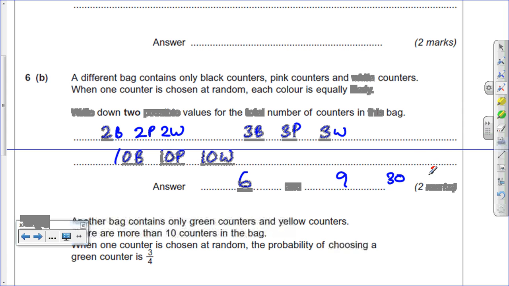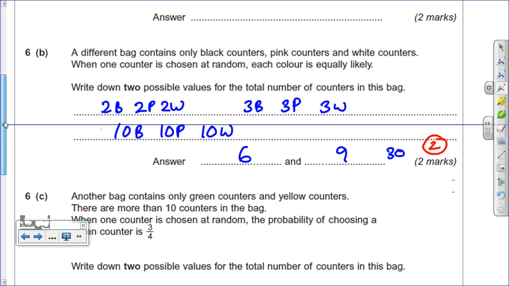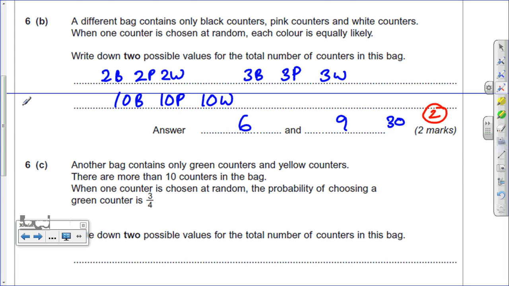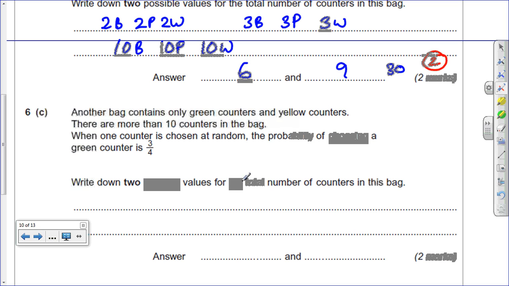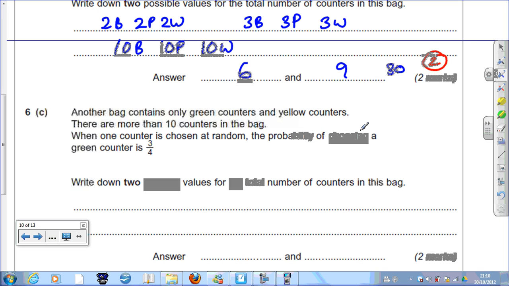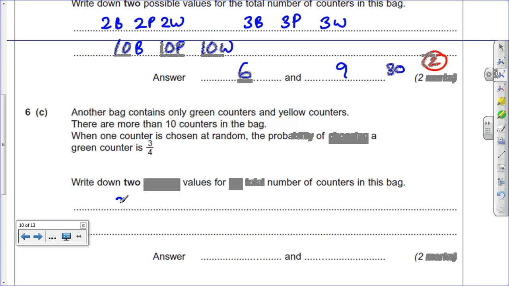We could have 6 green and 2 yellow. That's fine. Probability would be 6 out of 8, 6 green out of a total of 8. But that doesn't add up to more than 10. So let's treble them. We could have 9 green and 3 yellow. So the total number of counters would be 12. That's one possibility. Or what other one could we have? We could, of course, have had 12 green and 4 yellow, 16. And, of course, there are other variations. We could have had 60 green and 20 yellow. Or, more obviously still, 30 green and 10 yellow and so forth.